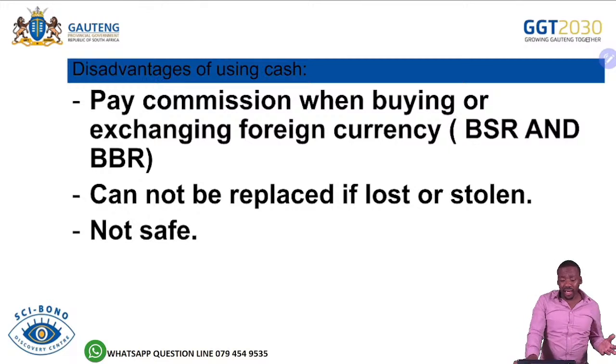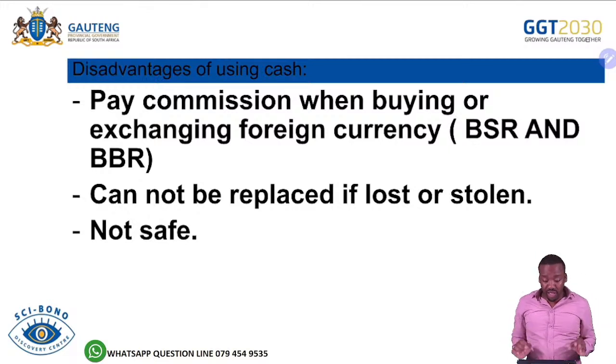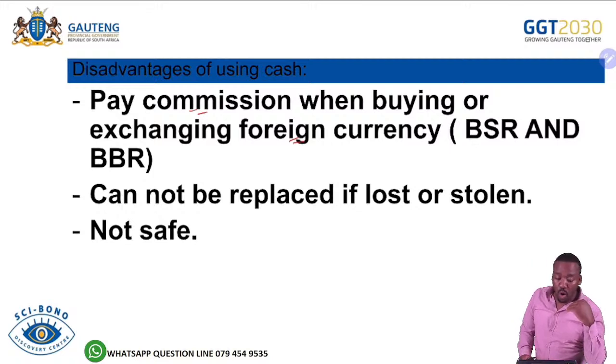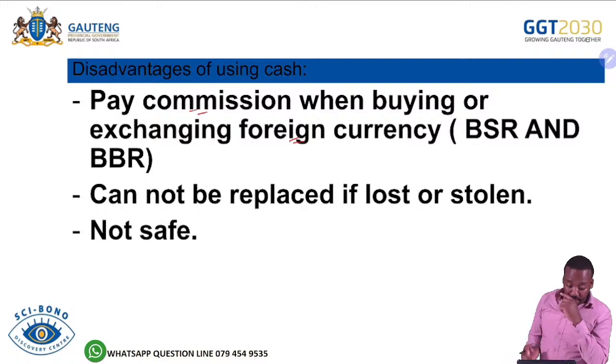Now, what are the disadvantages of paying using cash? We are saying the first one, remember when we're dealing with bank buying rate and bank selling rate and foreign exchange, remember we said to do foreign exchange, to sell or buy foreign currency, the bank's aim is to make what? Commission from you, the tourist. So when you have to exchange, then remember you need to pay for what? Pay commission when buying or exchanging foreign currency.